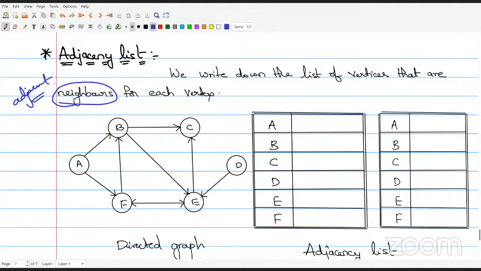And again, there are two different types of adjacency lists here. One is with respect to in degree, so we count the neighbors with respect to inward edges, incoming edges. And another is with respect to out degree.